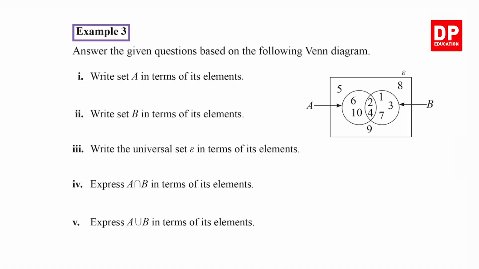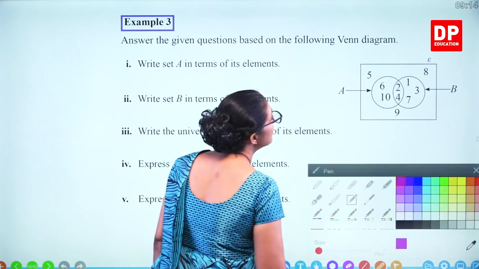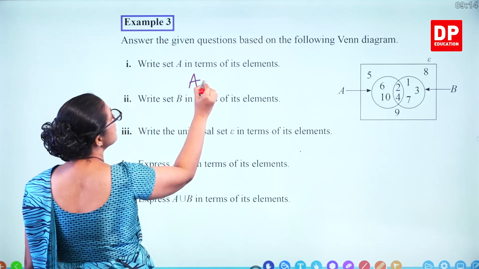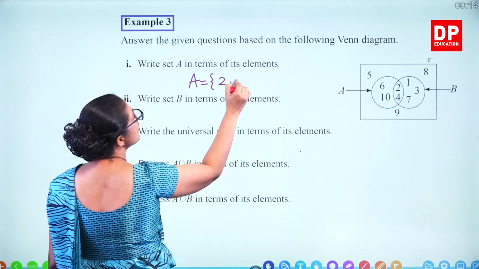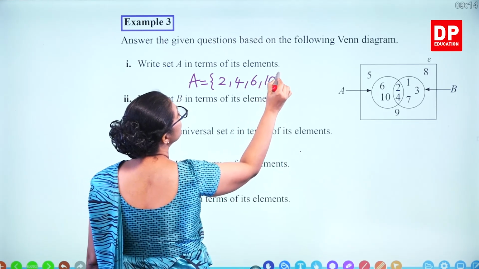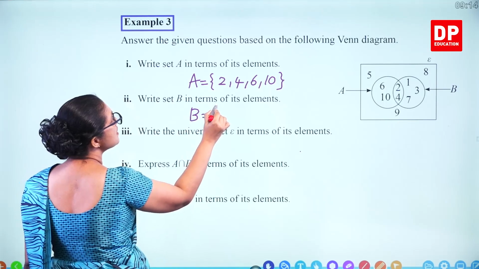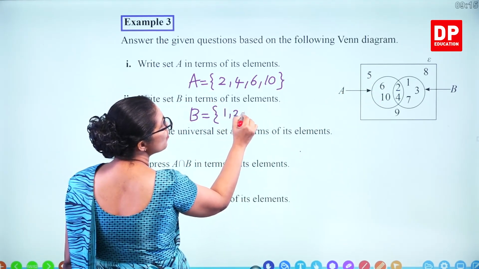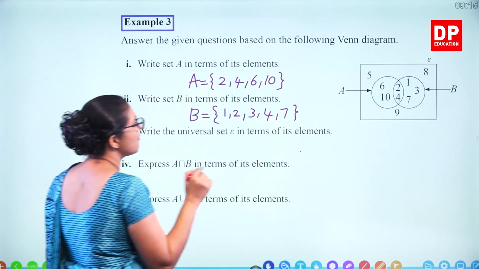Example 3. Answer the given questions based on the following Venn diagram. Write set A in terms of its elements. What's A? A is 2, 4, 6, 10. Write B in terms of elements. B is the circle B, you have to look. 1, 2, 3, 4, 7.